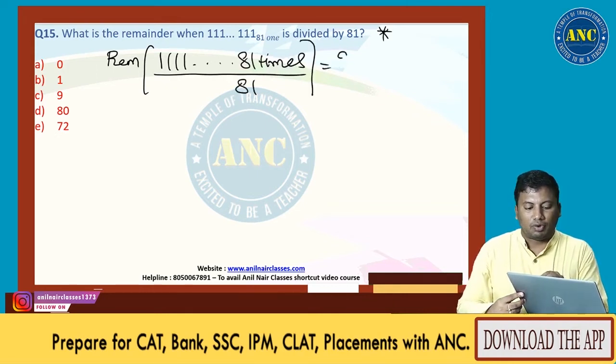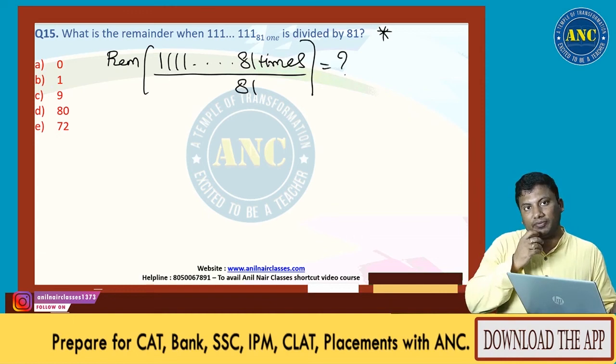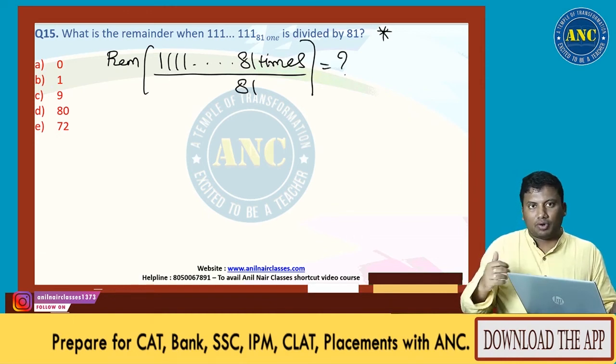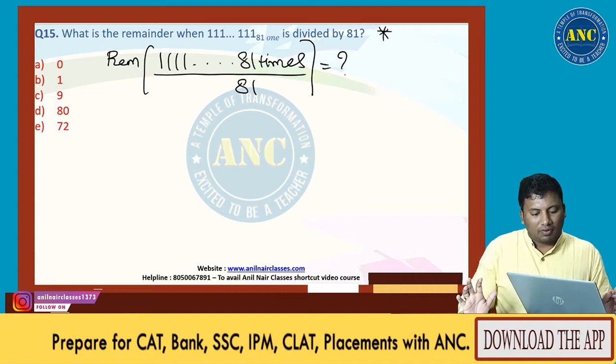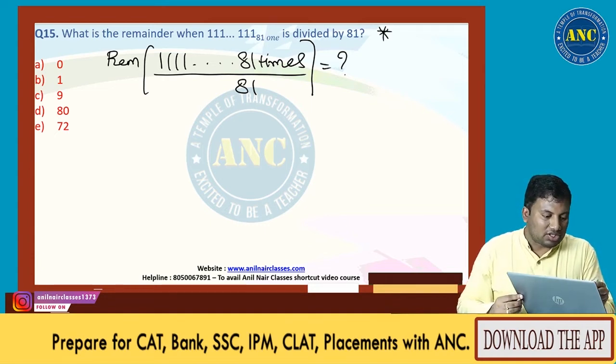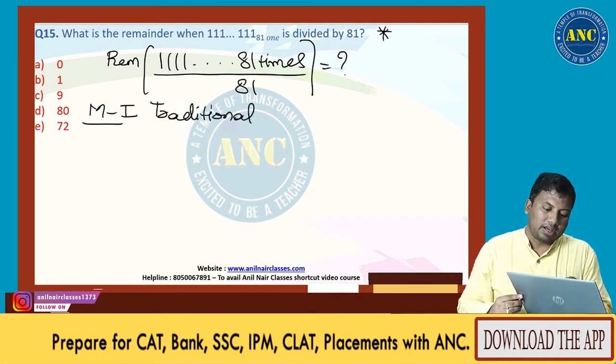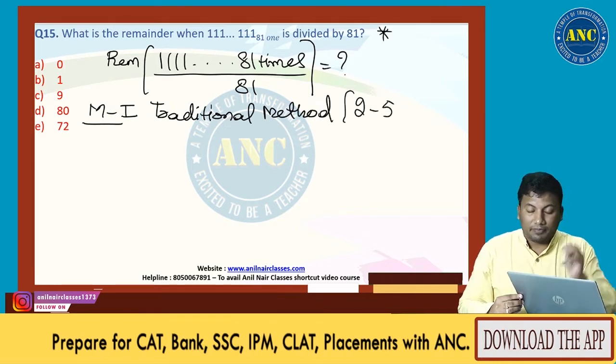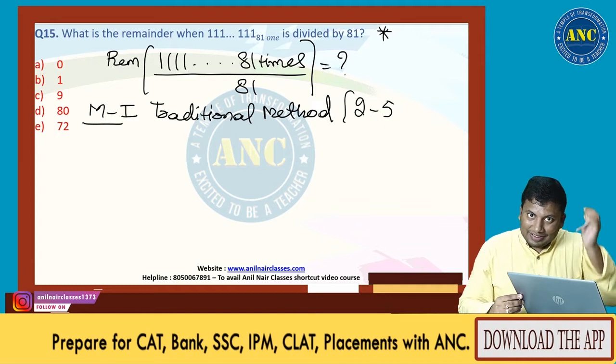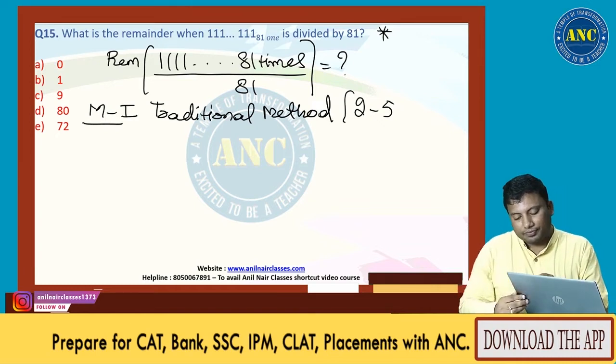Very, very beautiful question, sir. Right? Now, 1, 1, 1, 1, 1 written 81 times divided by 81. First, the traditional method, Method 1, which will take 2 to 5 minutes to solve. Then Anil Nair's way of solving.